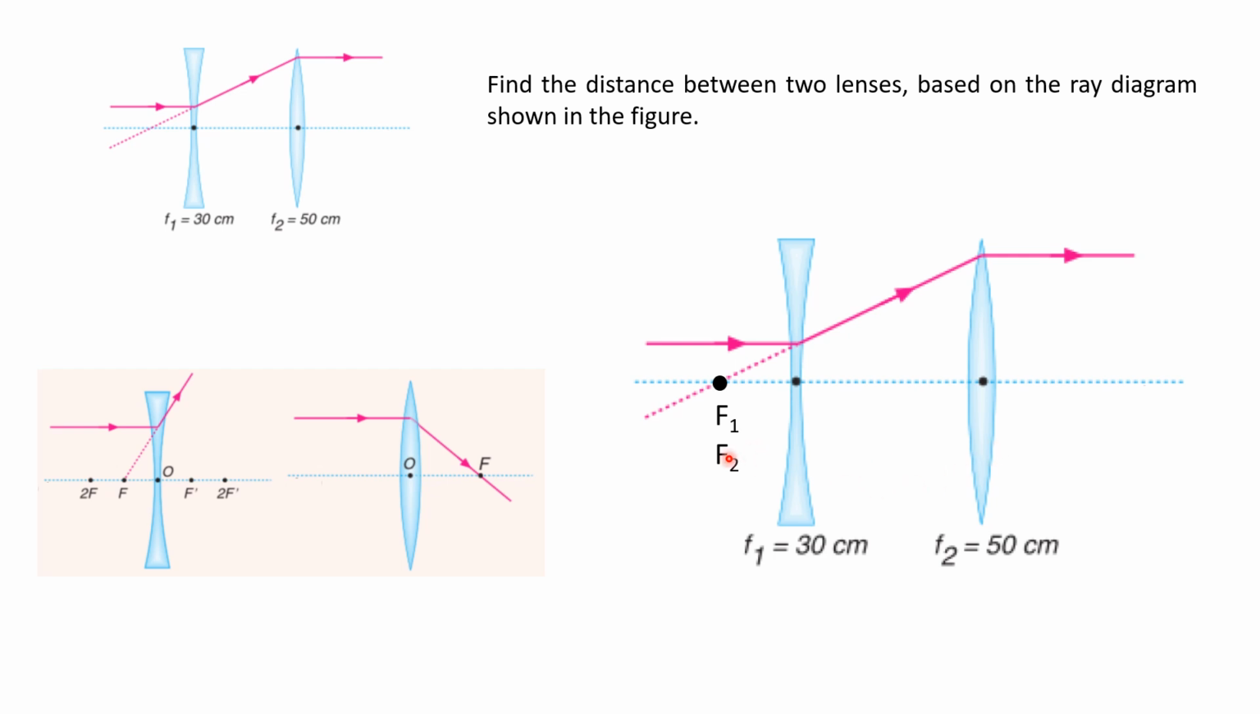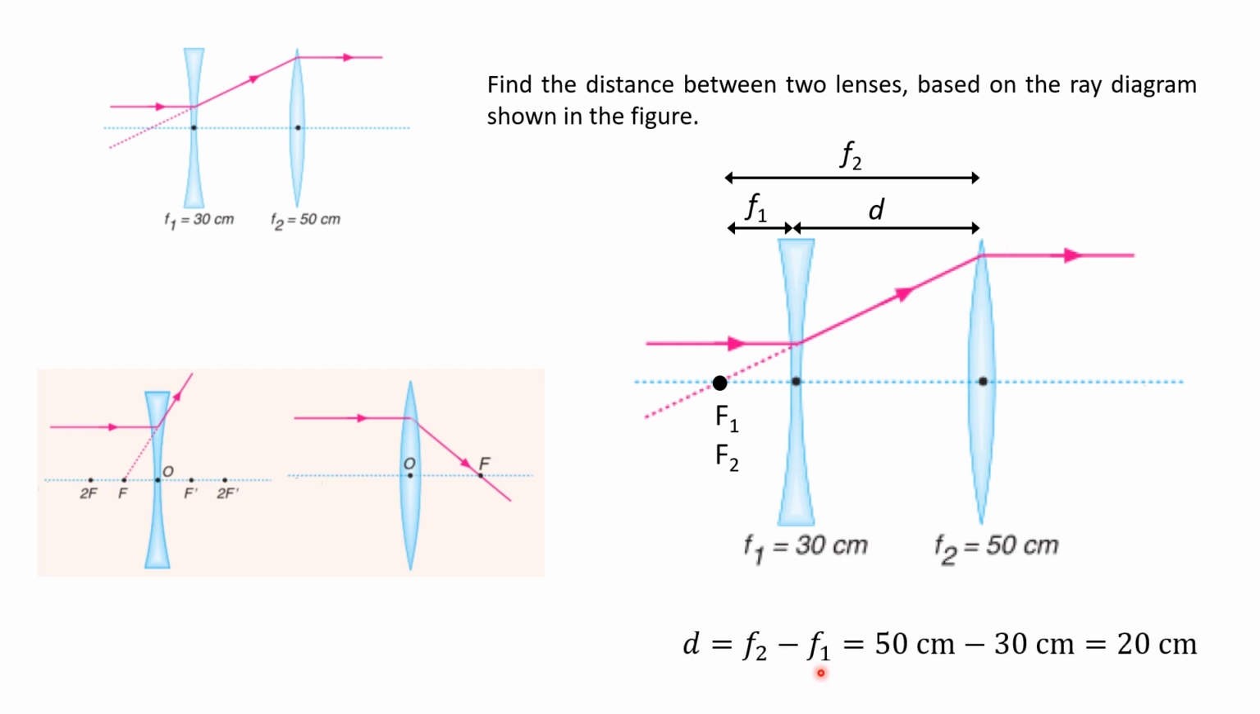Now, if we've established the focal positions of both lenses, let's draw the distances. So this one is f sub 1 and this one is f sub 2, and we have to find the distance between these two lenses. Well, that's a very simple problem then, right? This distance is going to be f2 minus f1, which is 50 minus 30, or 20 centimeters. And that's the answer for this problem.